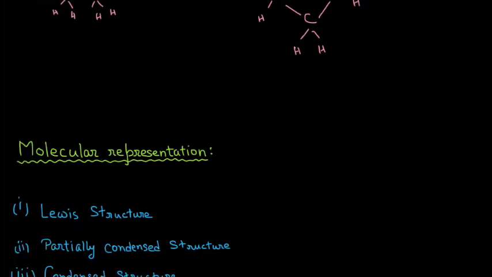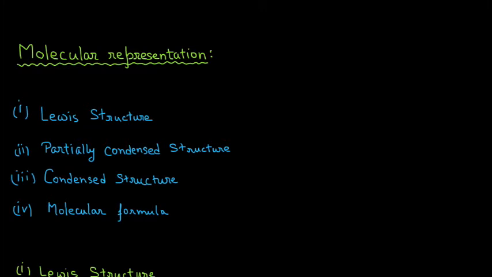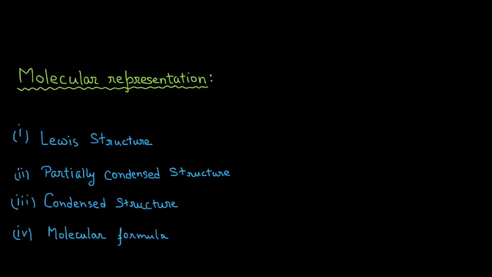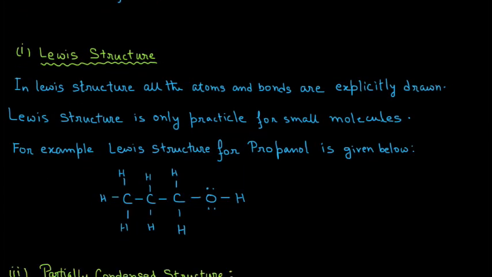Let us move to the next topic. Next topic is molecular representation. First is how we represent a molecule on pen and paper. So first is Lewis structure, second is partially condensed structure, third is condensed structure, and fourth is molecular formula. So let us see Lewis structure. First we'll go through Lewis structure.